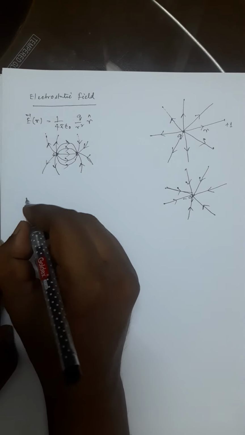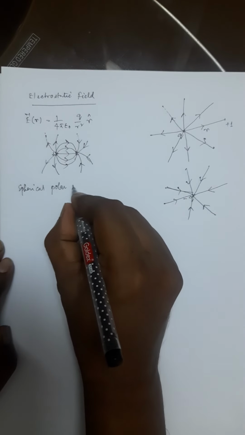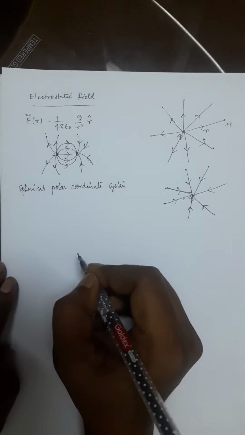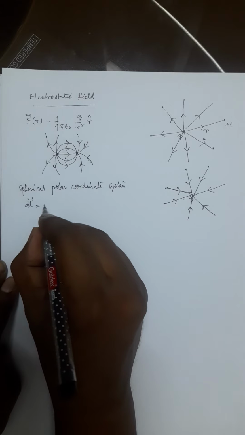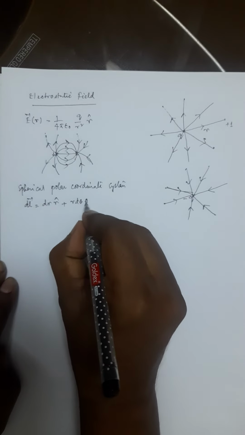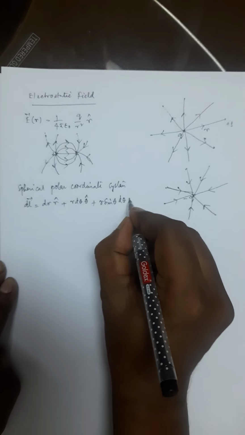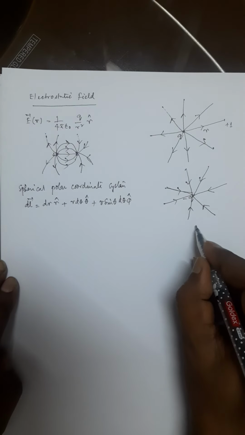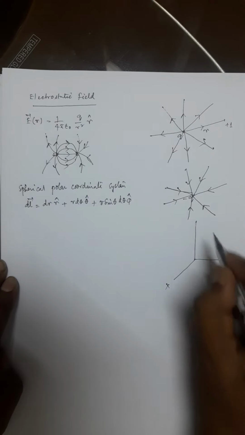Now we consider a spherical polar coordinate system. In the spherical polar coordinate system, any arbitrary elementary vector can be written as dl = dr r hat + r d theta theta hat + r sine theta d phi phi hat, where r hat, theta hat and phi hat are the three unit vectors in the spherical polar coordinate system, and this can be obtained in this way.